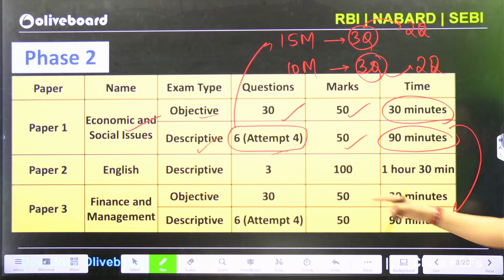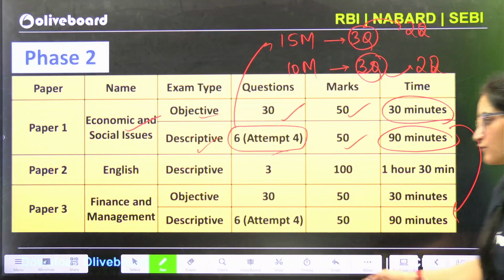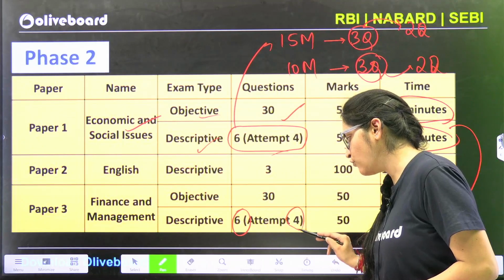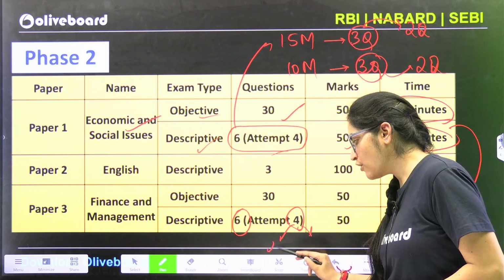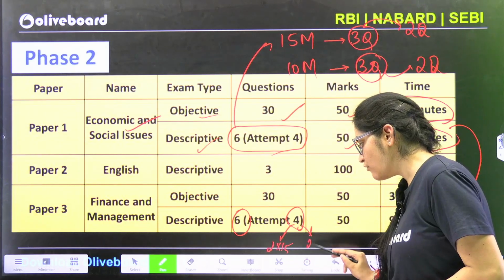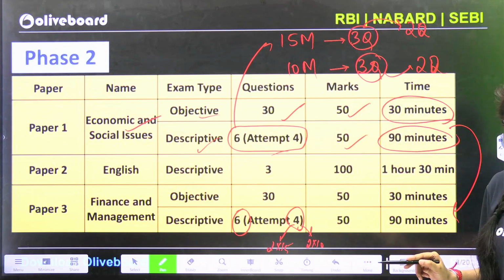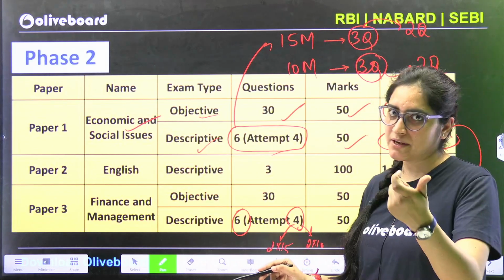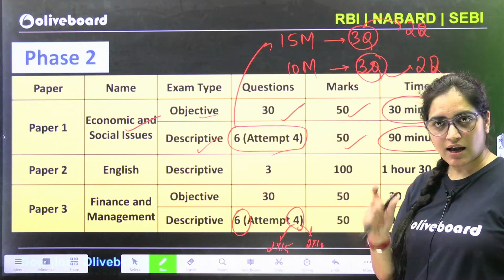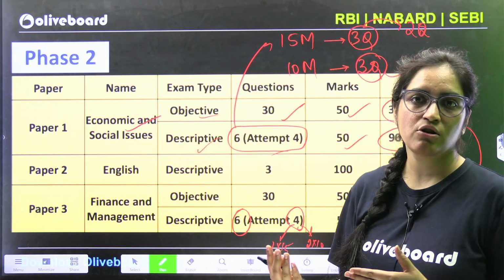Similar is the case with your finance section as well. Out of the total 6 questions, you have to just attempt 4. That means 2 from 15 marks and 2 from 10 marks. So 15 marks के 2 questions you have to attempt, you will be given a choice. 10 marks के again 2 questions you have to attempt, again you will be having a choice.